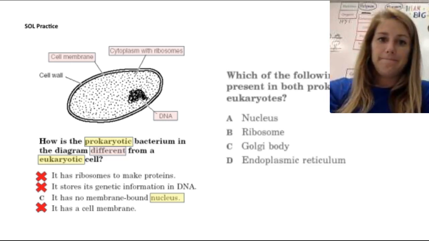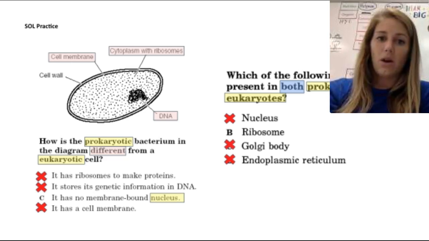Let's try another one. Which of the following organelles is present in both prokaryotic and eukaryotic organisms? Again, I would highlight the most important words, and if I knew right away, the answer would be a nucleus. However, if I don't know, I could also figure out what they both have in common. And I know that ribosomes, cell membrane, and cytoplasm are the only organelles that all types of cells have in common. The other three, nucleus, Golgi body, and endoplasmic reticulum, are all for eukaryotic cells because they are all membrane-bound organelles.